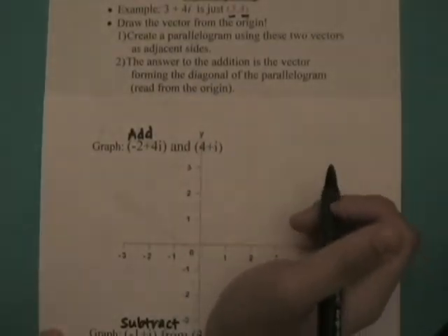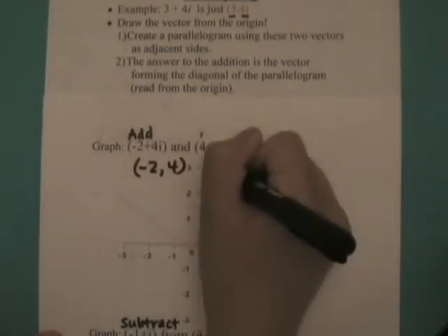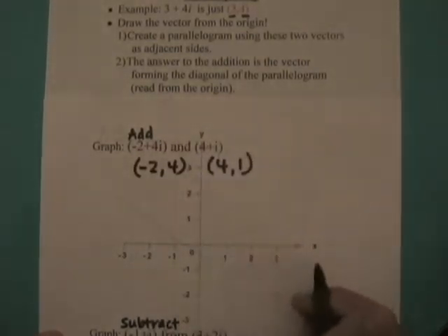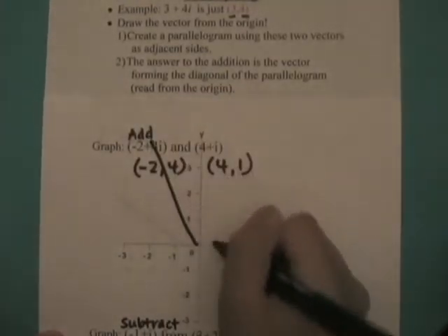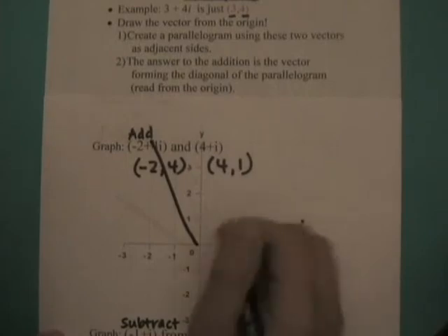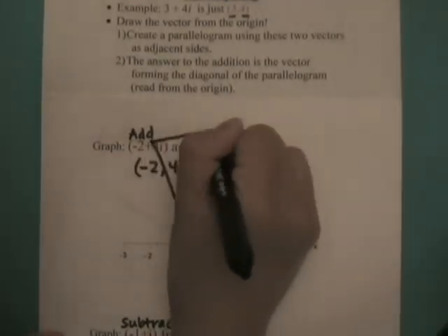So we'll graph two vectors on the same plane, and then we're going to add them. So -2 plus 4i, that's just the coordinates -2 comma 4, and the coordinates 4 comma 1. Let's plot that first. -2, 4 is over here, and we'll draw it from the origin. And 4, 1 is right here, and we'll draw that from the origin. So let's make a parallel line to make a parallelogram, which will help us find where they are added.